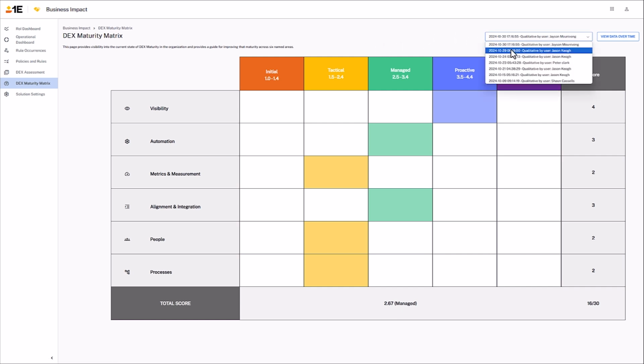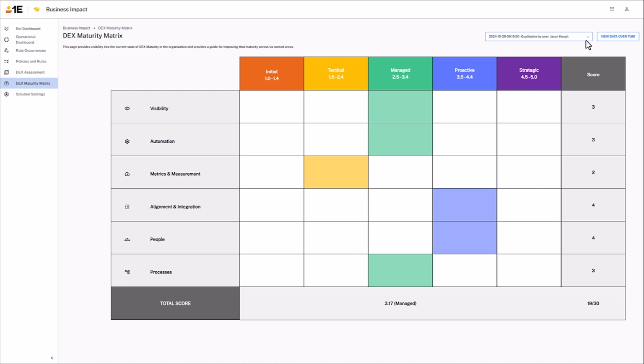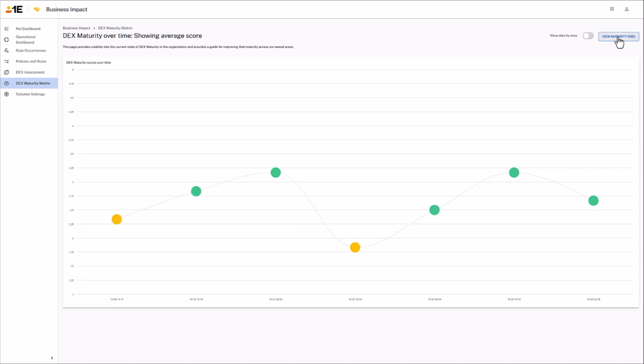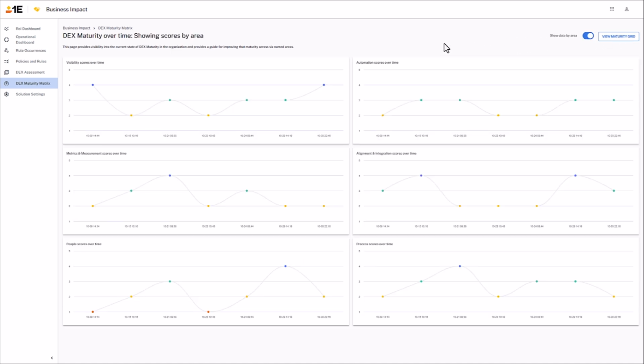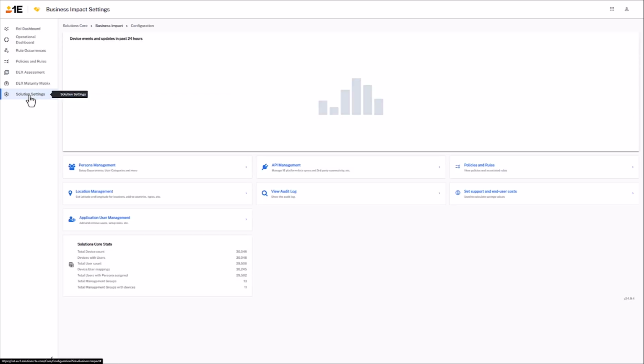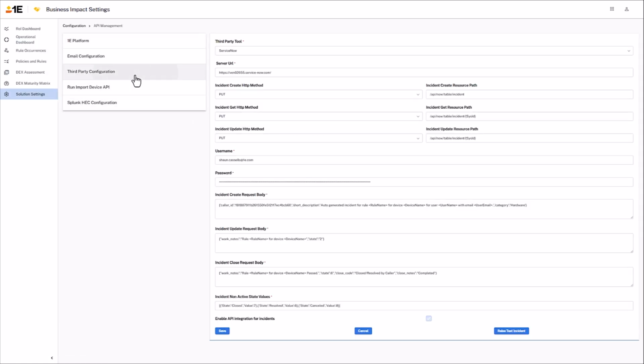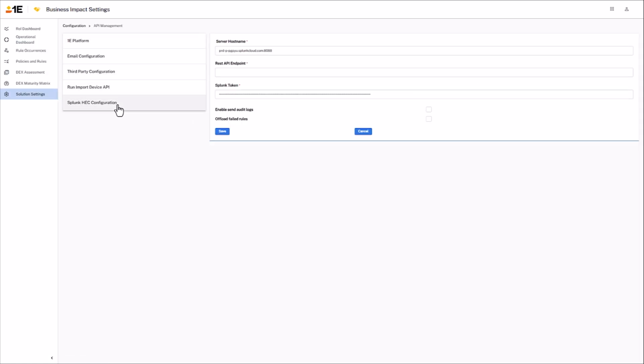You're able to see the DEX maturity level over time and drill down and look at each category that was asked. Organizations can use this data to improve certain aspects, such as implementing more automations or providing more training on DEX to improve the maturity level. Finally, third-party integrations enable organizations to streamline workflows, automate incident management, and offload data for deeper analysis.